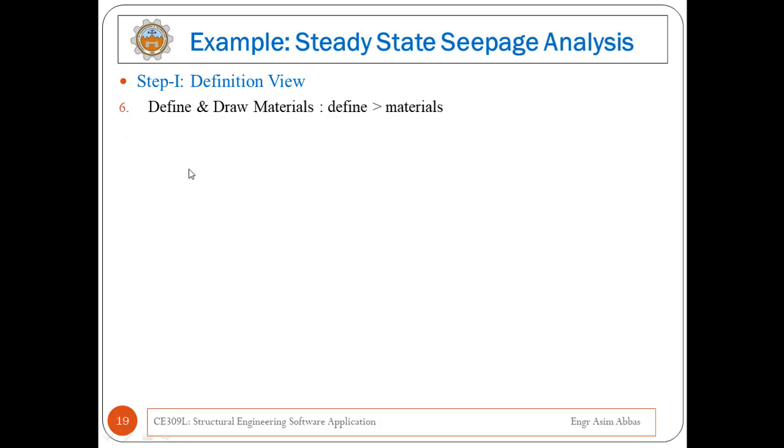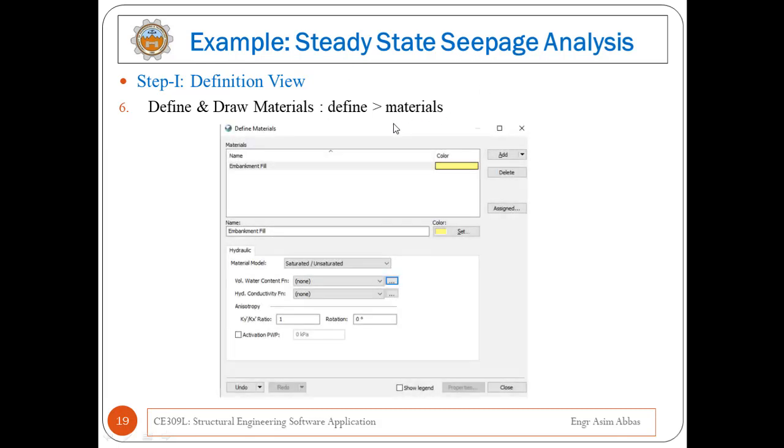Step 6 is to define and draw materials. So first of all, we will define a material. For that, go to define, then click on material. So this window will appear. So we will define the embankment fill, right? So we will add the material embankment fill, and then we will choose the hydraulic property material model will be saturated and unsaturated. We have some other model as well, like saturated only, but we will use here saturated and unsaturated model.